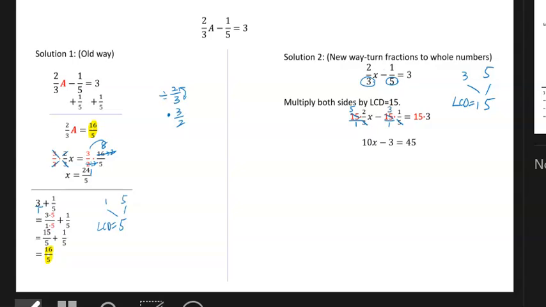Now, let's multiply straight across. 5 times 2 is 10, and bring down x. 3 times 1 is 3. On the right-hand side, 15 times 3 gives us 45. Now we got rid of all the fractions. All we need to do is get rid of the minus 3 by adding it and dividing by 10. And don't forget to reduce the fraction because they have a 2 in common, so we divide both of them by 2.